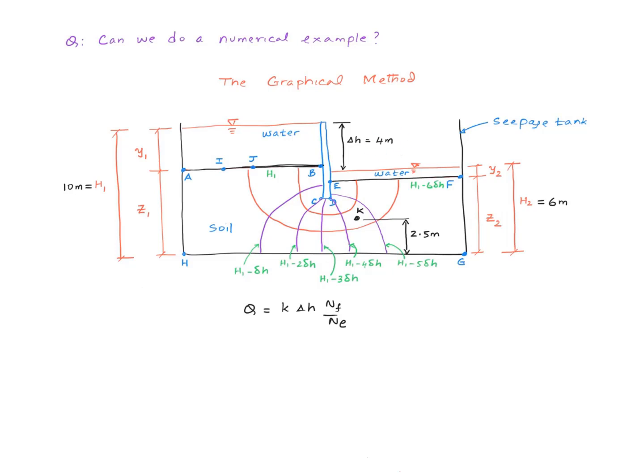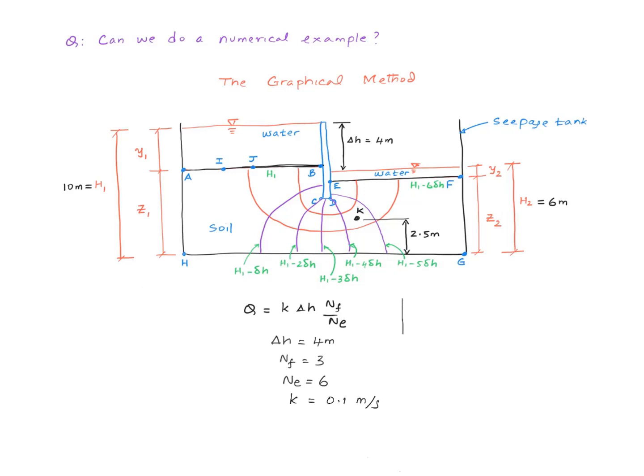So let me go ahead and list them here. So delta H is 4 meters. And Nf, which is the number of flow channels, we have 3 of them here. And Nd, which is the number of equipotential drops, we have 6 of them in this flow net. Let me give you a value for the permeability. Let's just say permeability equals 0.1 meter per second.